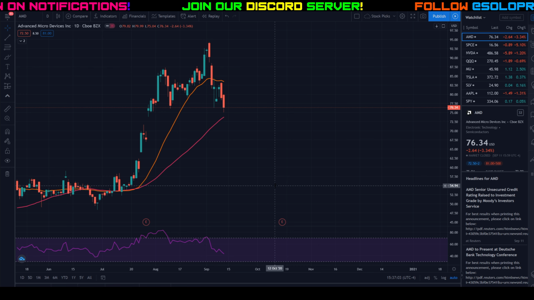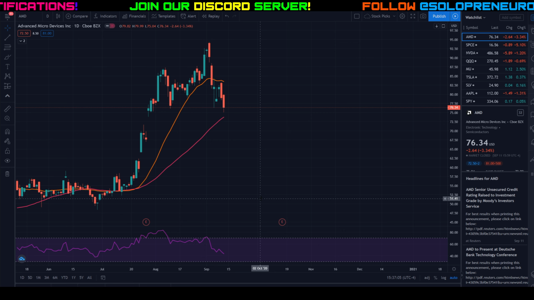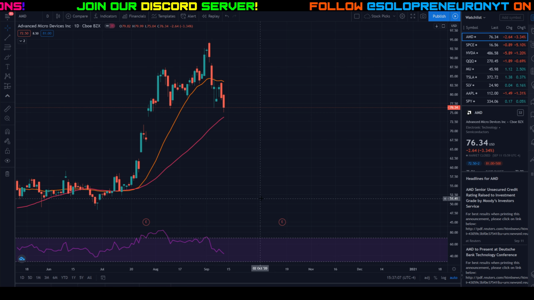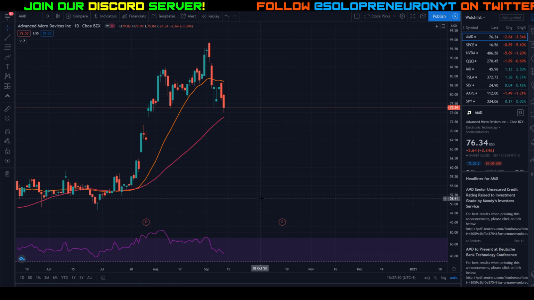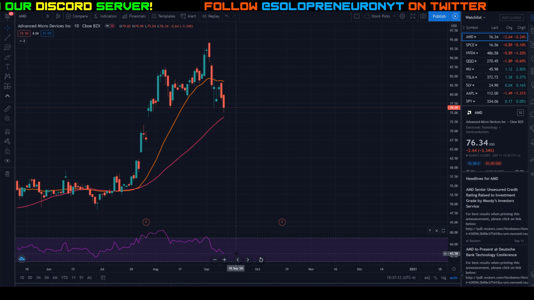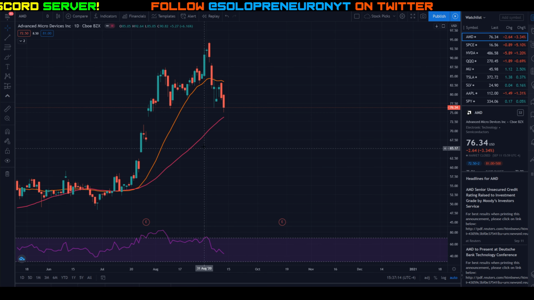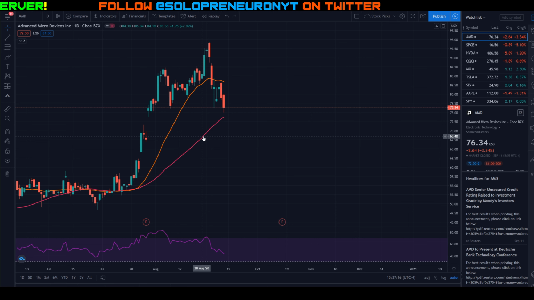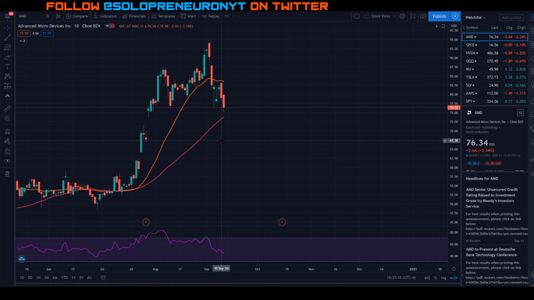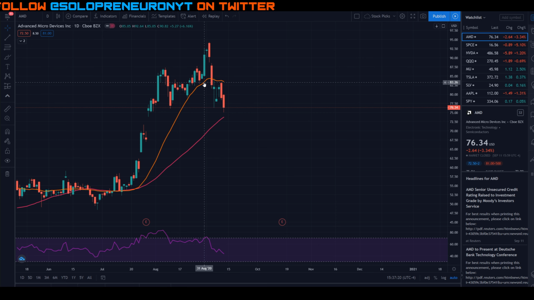Taking a look at the TradingView chart here, I have the daily chart up. Each candle here represents one day's worth of trading. I have the RSI here at the bottom, and I also have the pink line here, which represents the 50-day moving average, and the orange line here represents the 21-day moving average.